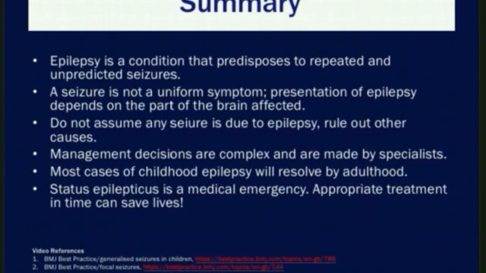So in summary, epilepsy is a condition that predisposes to repeated and unpredicted seizures, is mostly idiopathic, and a seizure is not a uniform symptom. The presentation depends on the part of the brain that is affected. Do not assume that any seizure is due to epilepsy. Rule out other causes that are reversible and treat them if you identify them.